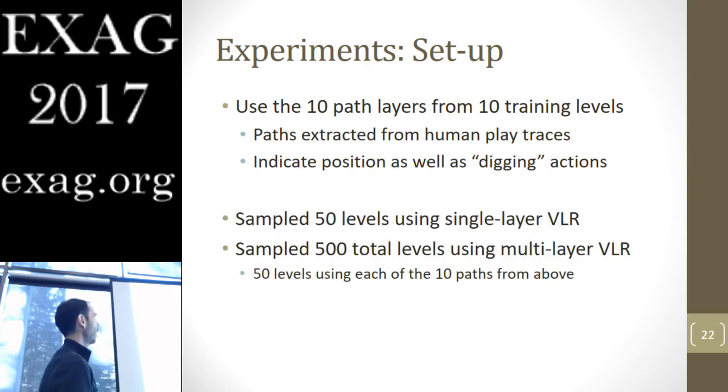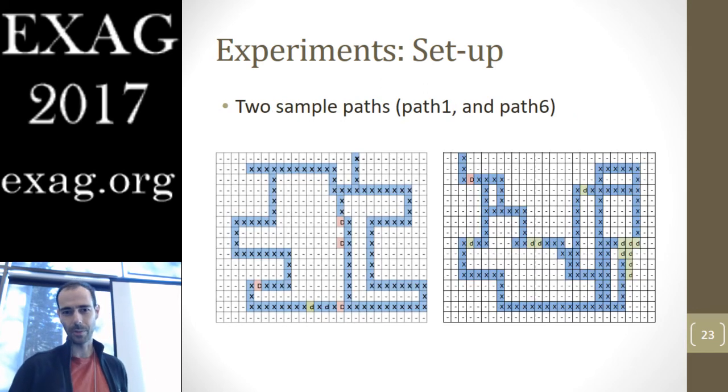So we trained models with all of those 10 levels, and then we generated 50 levels using the standard algorithm that only takes into account 1 layer. And then we generated 500 levels using our multi-layer approach, 50 for each one of the 10 paths we had. When you generate a new level with our multi-layer approach, all of the other layers you have to provide, so it doesn't generate them. So we say generate 50 levels with this particular path, now 50 levels with these other paths. Since we had 10 paths, we generated 500 levels, 50 with each path. And these are just two more examples of the paths that we had.